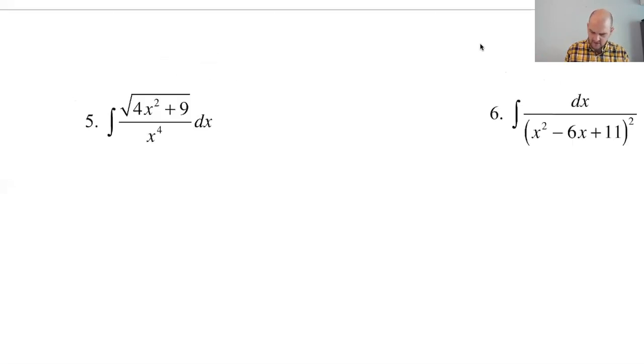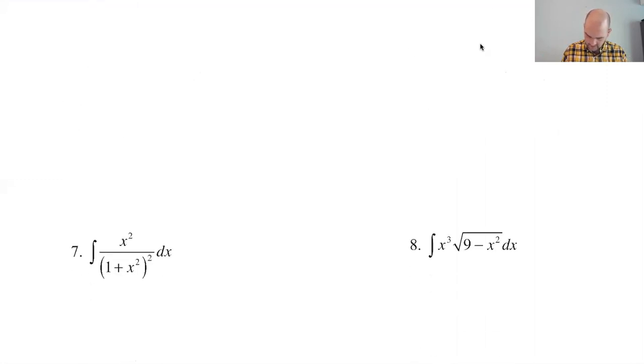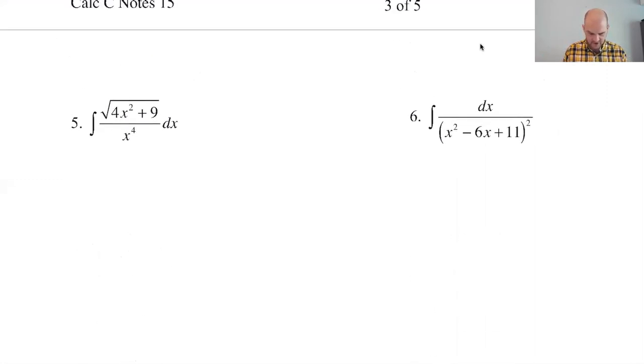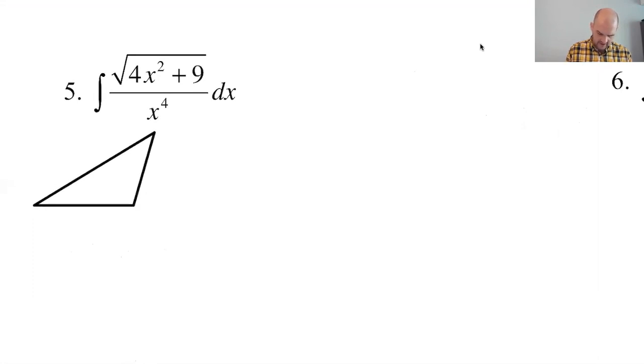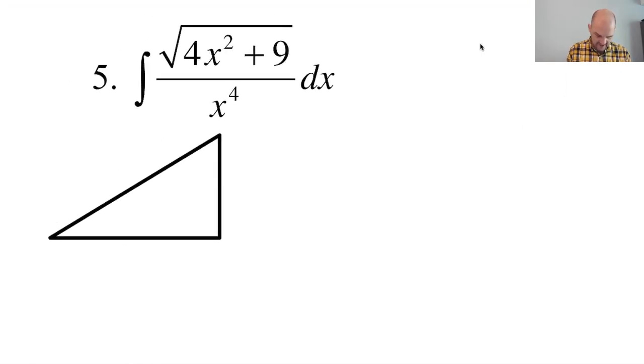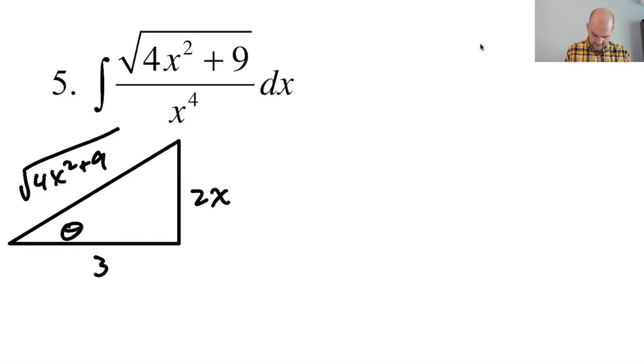So these all look like they're going to be worse than the previous page. They all seem to have higher degree things. So we'll see how that goes. But whatever, same idea. Draw a triangle. This has to be the hypotenuse because of the plus. So I'm going to put my 2x here and 3 here. And then the tangent of theta would be 2x over 3. So x is 3/2 tan theta.